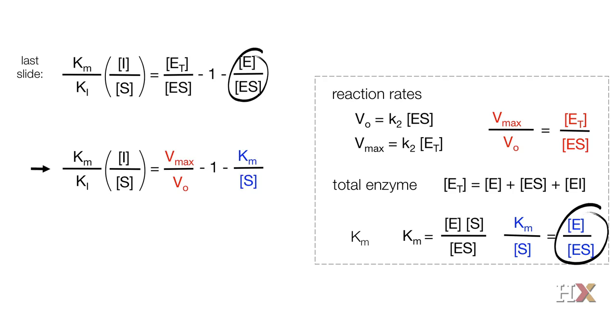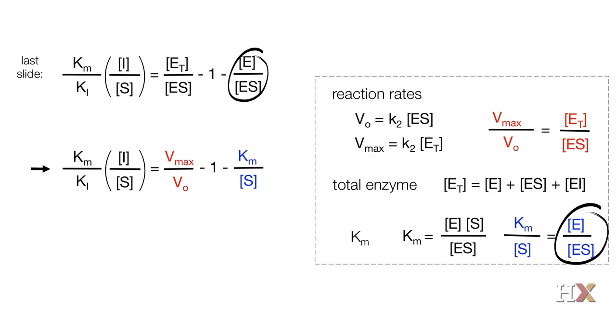Now our equation becomes Km over Ki times the concentration of inhibitor over the concentration of substrate equals Vmax over V0 minus 1 minus Km over the concentration of S. So if we take a closer look at our equation, we can see that now we have two variables, V0 and S, and the rest is constant. Km, Vmax, the concentration of inhibitor, these three values are constant.